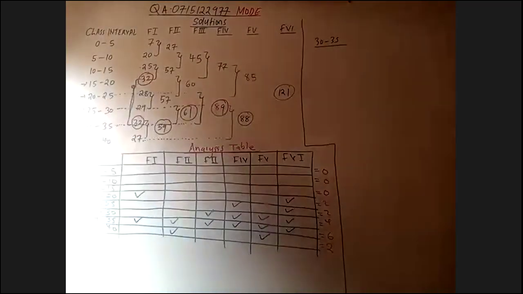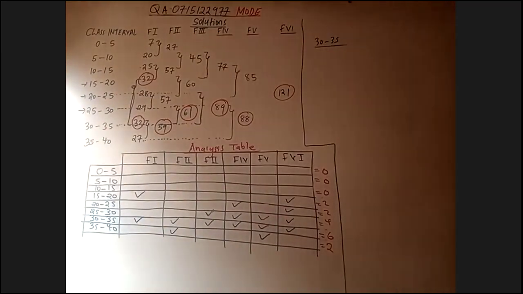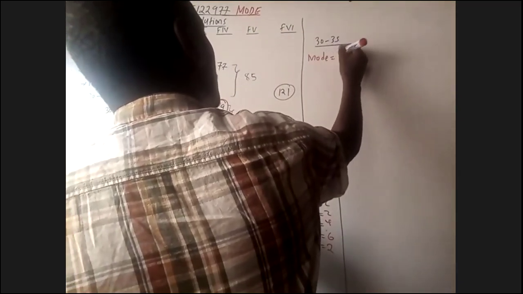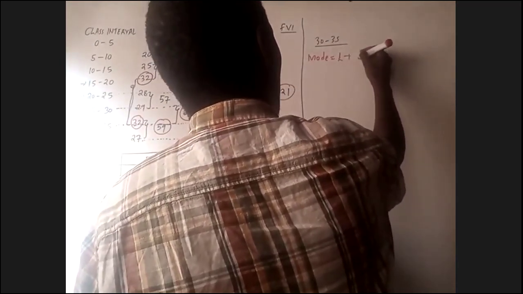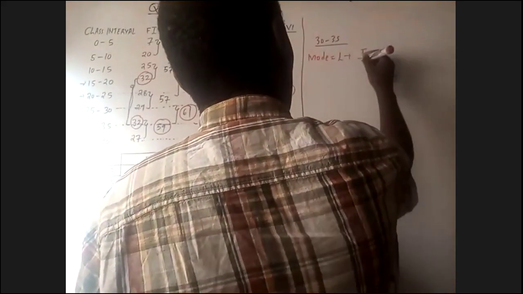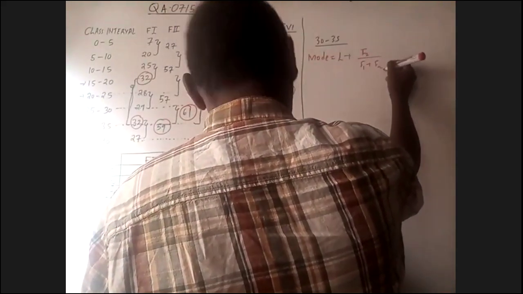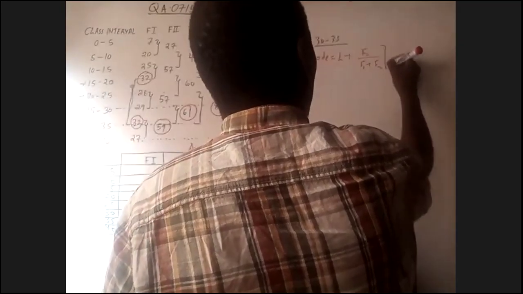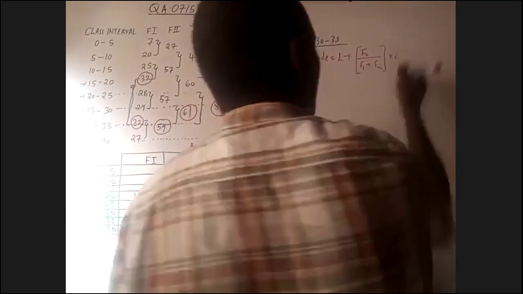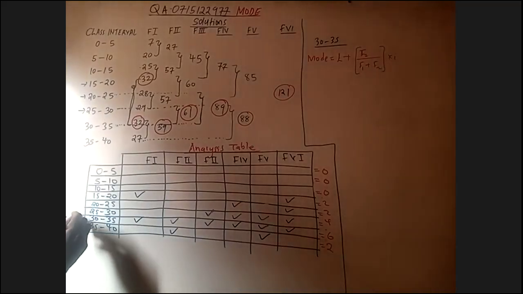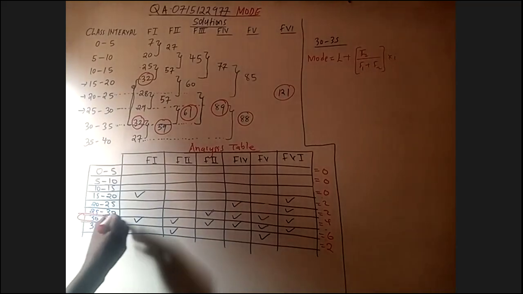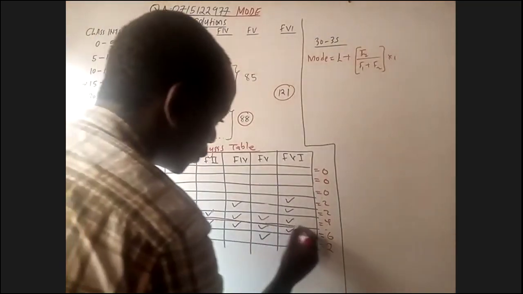Now, remember our formula? Do you remember our formula for the model group? What did we say was our formula? Our mode we said is equal to L plus F2 over F1 plus F2. Then what you get, you multiply with the interval. Now, our model group lies between 30 to 35. You see there.